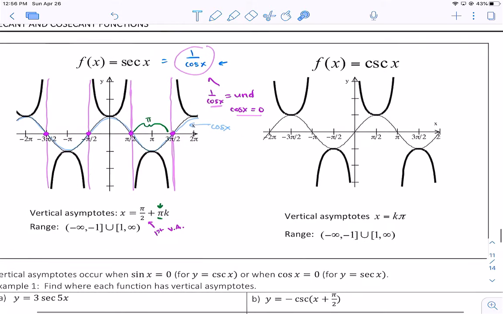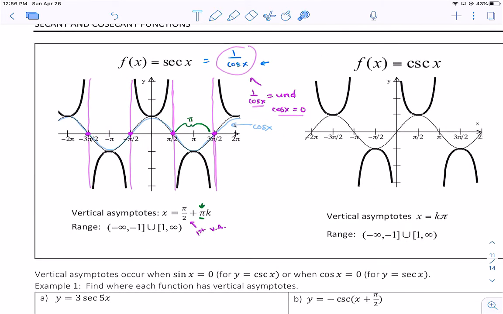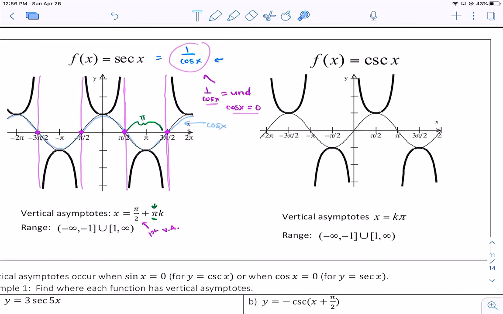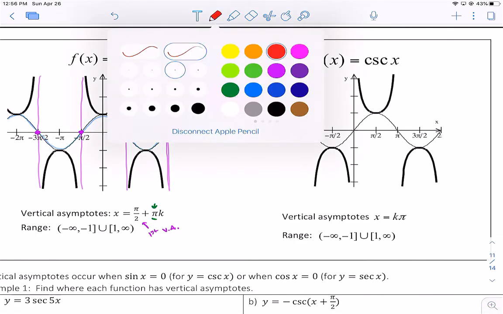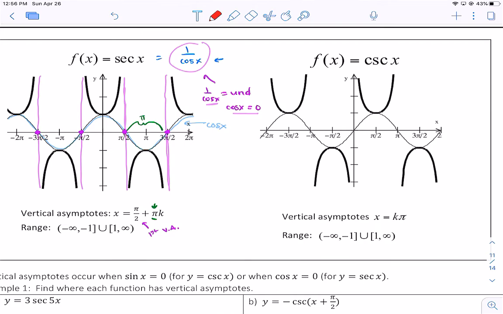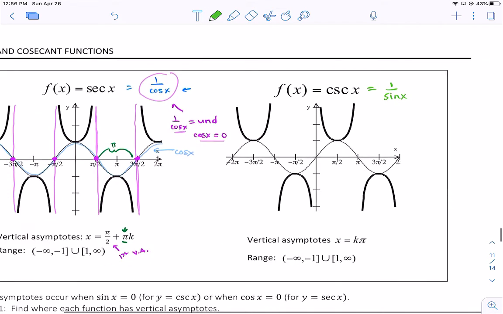Once you understand how to graph secant, for cosecant the same exact rules apply. So let's see if we can apply those rules to cosecant. Well, cosecant of x is defined as 1 over sine of x. I'll go ahead and do this one in green. So therefore this is going to be undefined when sine of x equals 0. A fraction is undefined when the denominator equals 0.